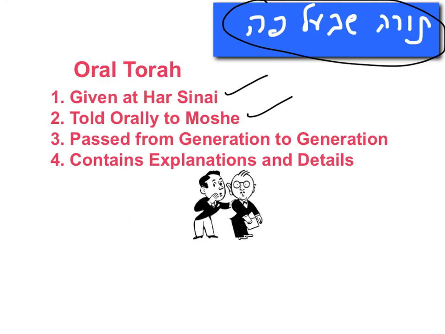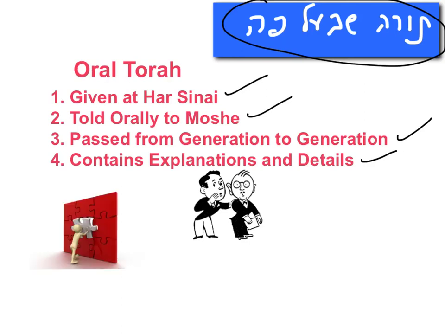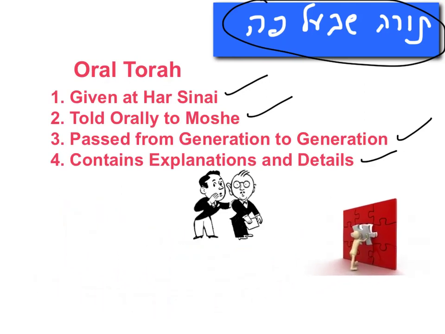The way we know it is because it was passed down from one generation to the next, and we'll discuss that at a future date. And as we pointed out before, it explains and contains all the details to the written Torah. One can in fact say that the Torah Sheba'al Peh fills in the gaps for the written Torah. That's probably the best explanation.